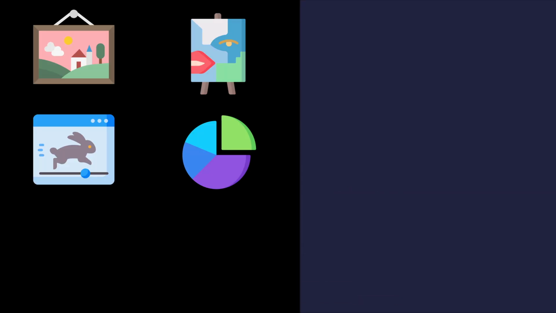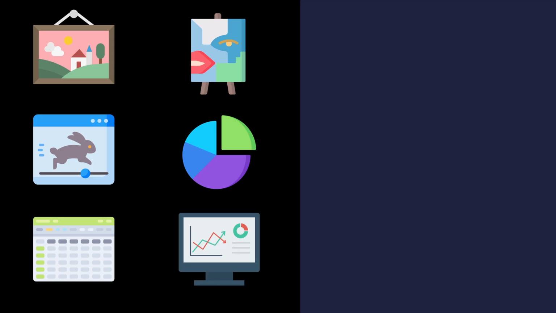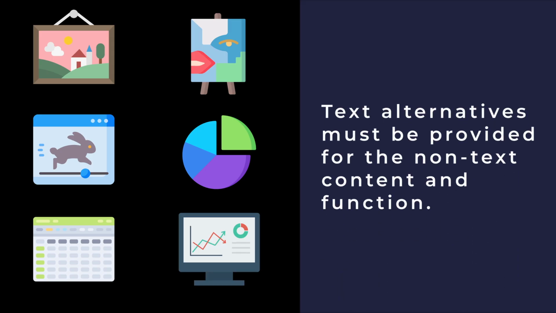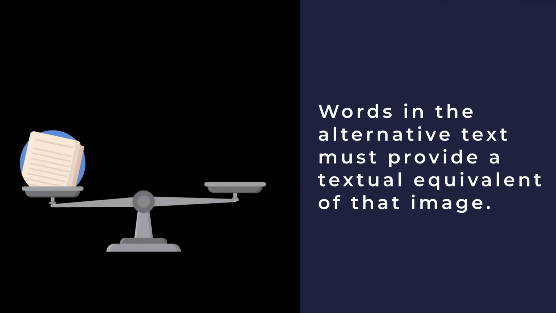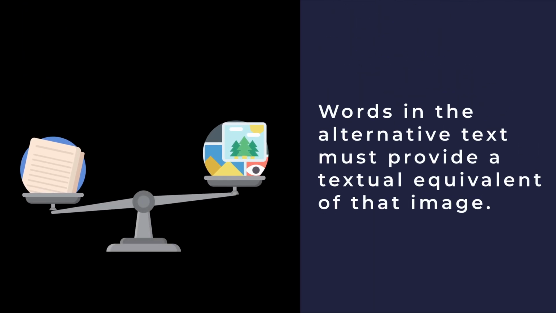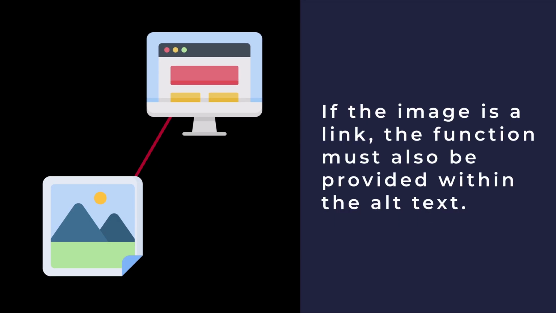When using pictures, images, animations, charts, tables, or graphs, text alternatives must be provided for the non-text content and function. The words in the alternative text must provide a textual equivalent of that image. If the image is a link, the function must also be provided within the alt text.